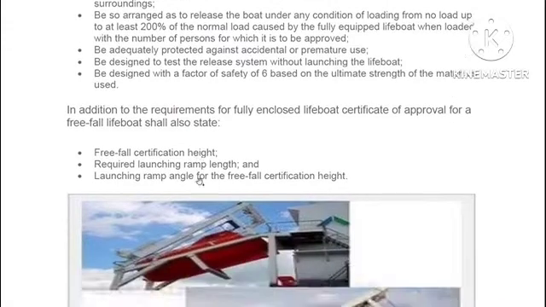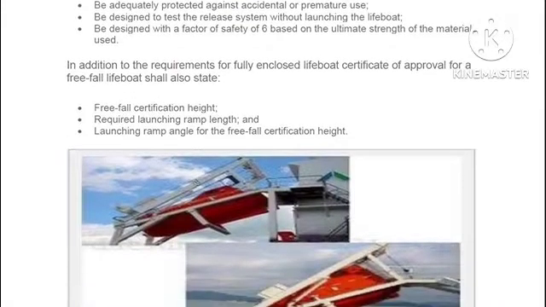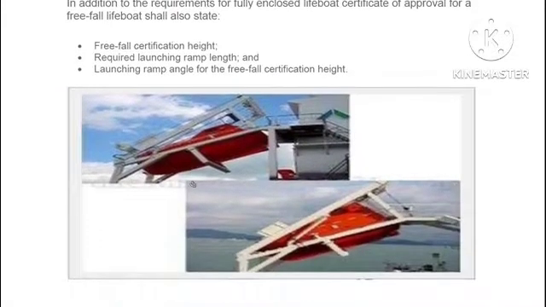Necessity requirement: the certificate for approval for a fully enclosed free fall lifeboat shall also state the free fall certification height. What is the free fall certification height? Means at what height it is designed. So these are the additional requirements for a free fall lifeboat. Required launching ramp length and launching ramp angle for the free fall certification height.